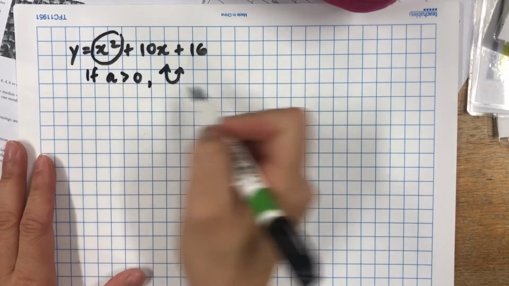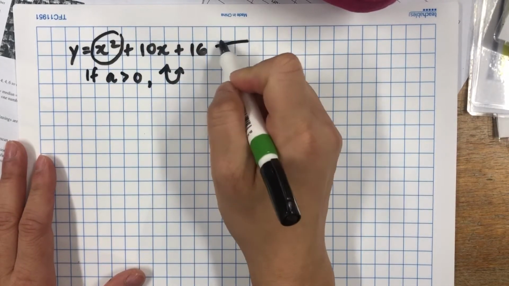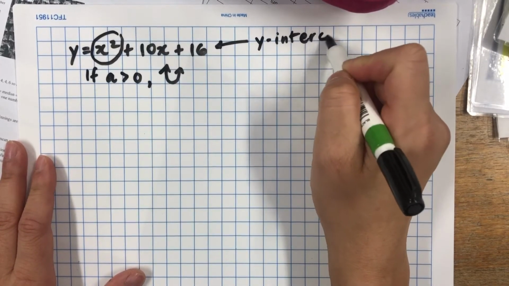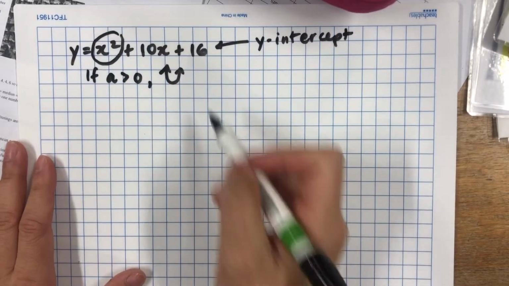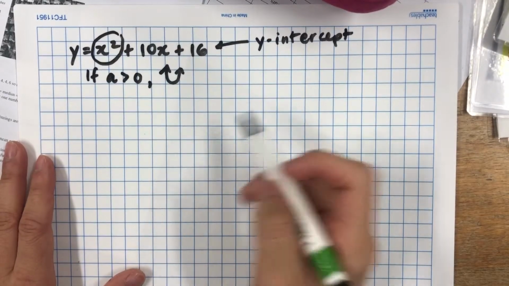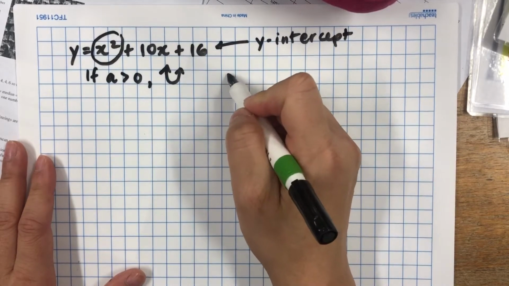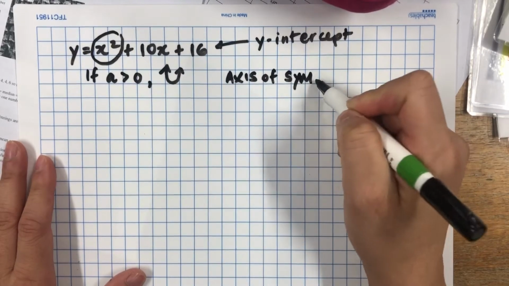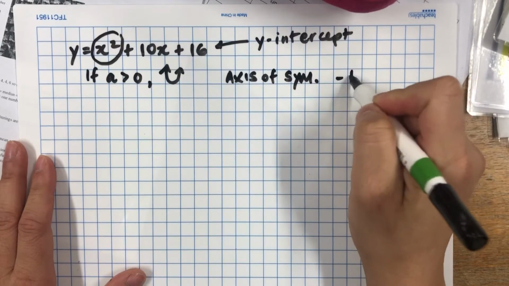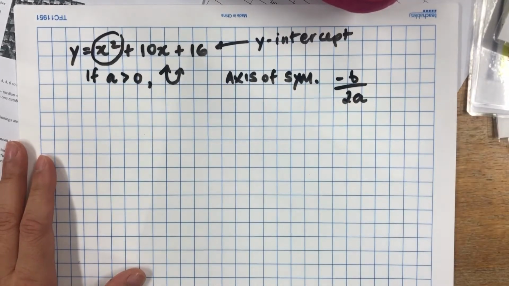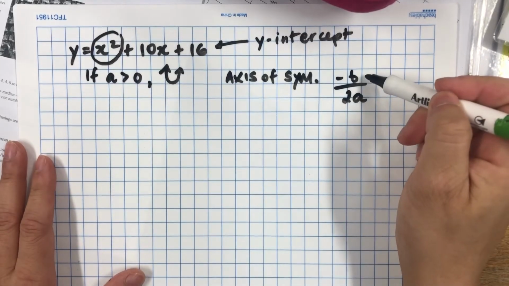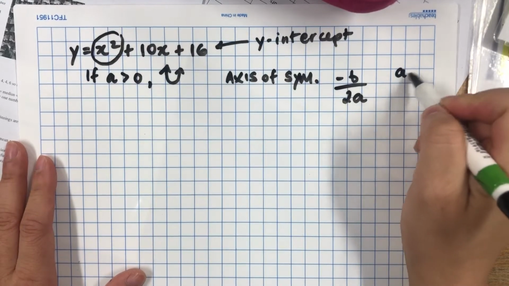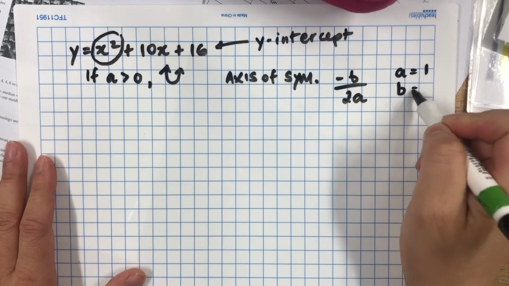I also know that this is the y-intercept. Okay, I know that that is the y-intercept, the 16. I also know that the axis of symmetry, I'll just write that, is calculated by this formula here: the number in front of the x squared and the number in front of the x. So we know that a is 1 and b is 10, and I'll just write them over here.